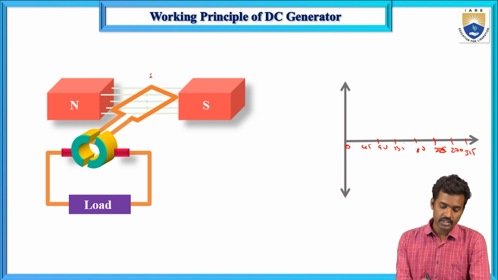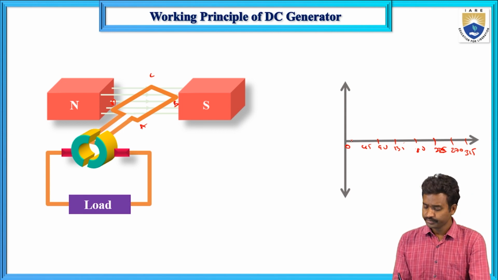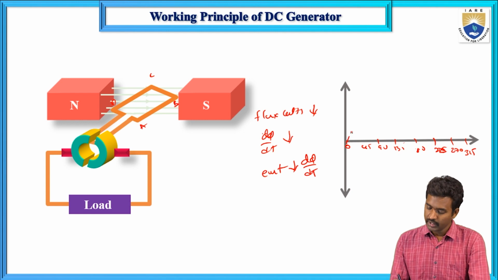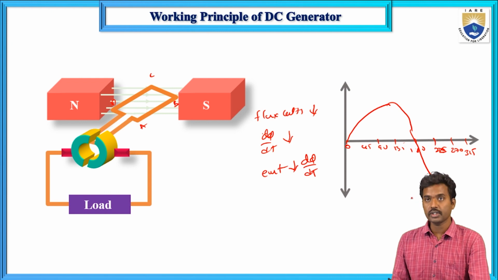Now here this is C and D, this is A and B. In this case flux cutting decreases, and d phi by dt also decreases, but it is in the reverse direction, and EMF also decreases. So EMF is directly proportional to d phi by dt. This is 180, and up to here we have seen in the last slide. So this is decreasing in the reverse direction, not increasing.